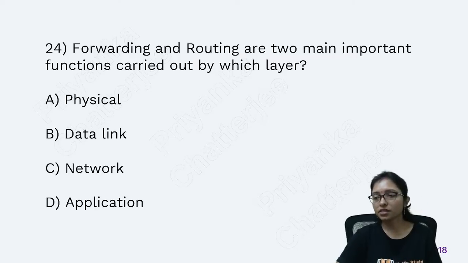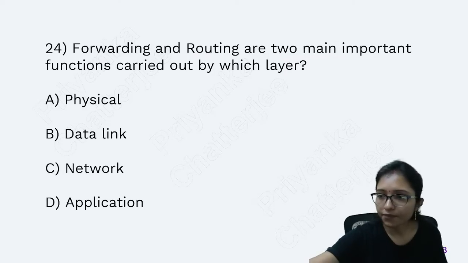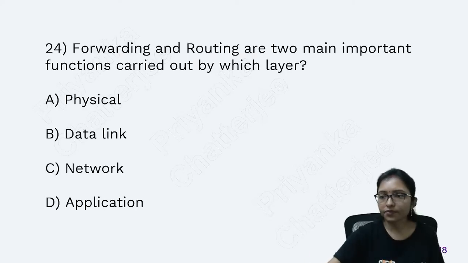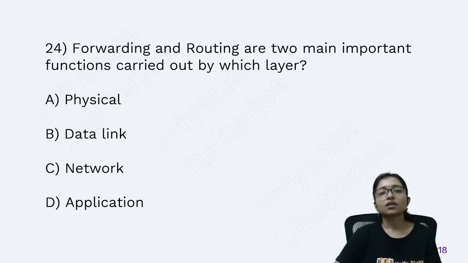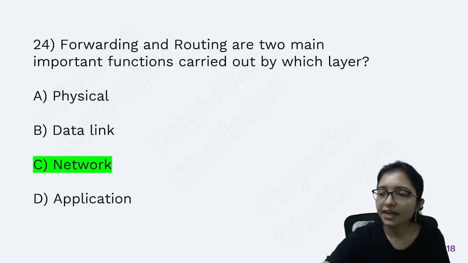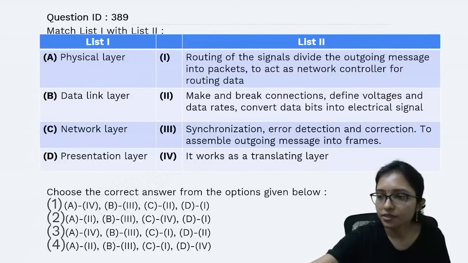Now the next question is this. What is the answer for this one? Forwarding and routing are two main important functions carried out by which layer? Yes, that is the network layer. Forwarding and routing are carried out by which layer? That is the network layer. Now tell me what is the answer for this.